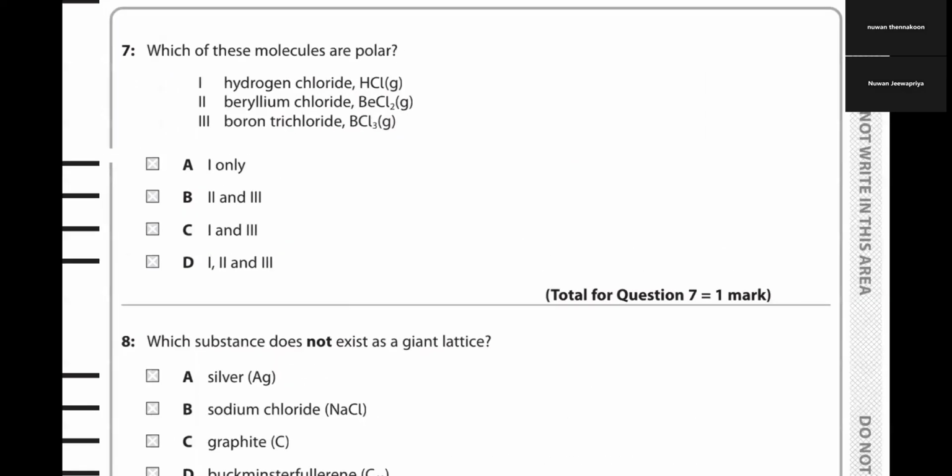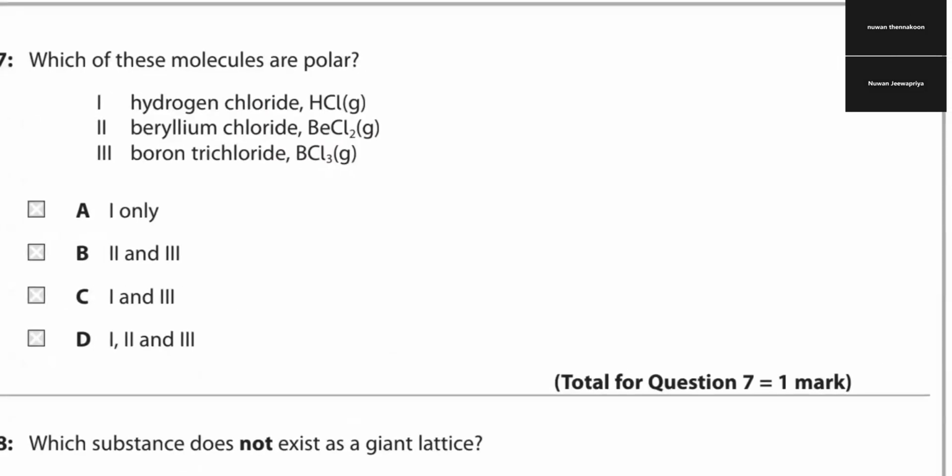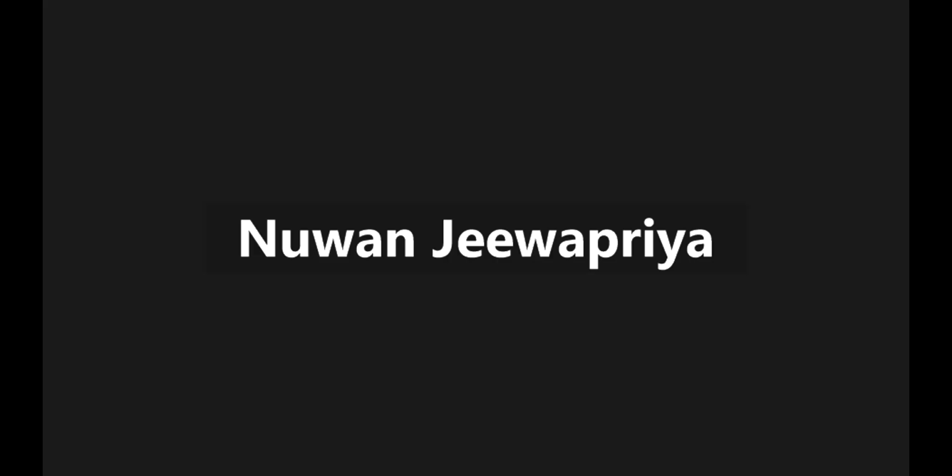Which of these molecules are polar? They are asking about the HCl molecule, BeCl2 molecule, and BCl3 molecule. Which of these molecules are polar? Hydrogen chloride, beryllium chloride, and boron trichloride, BCl3. That is our 7th question. Okay, now we see how question number 7 works.